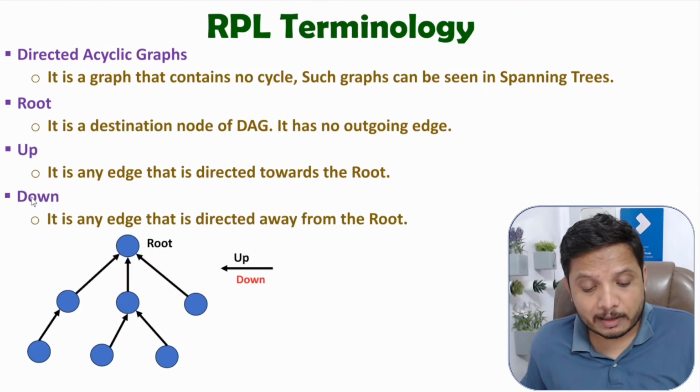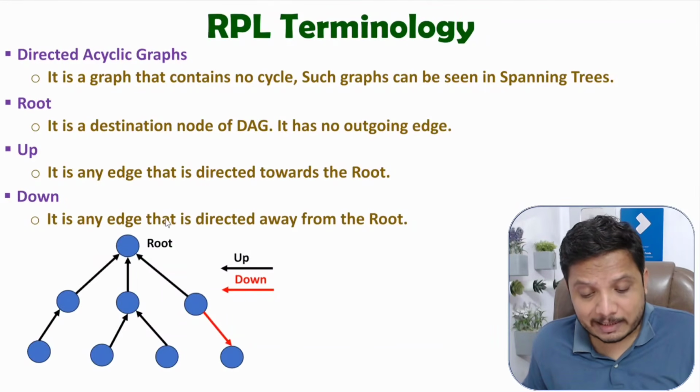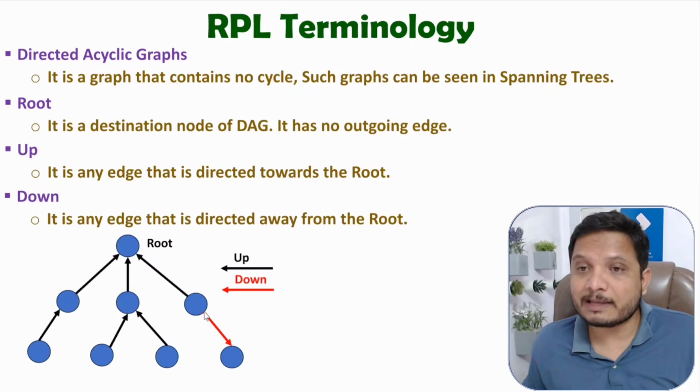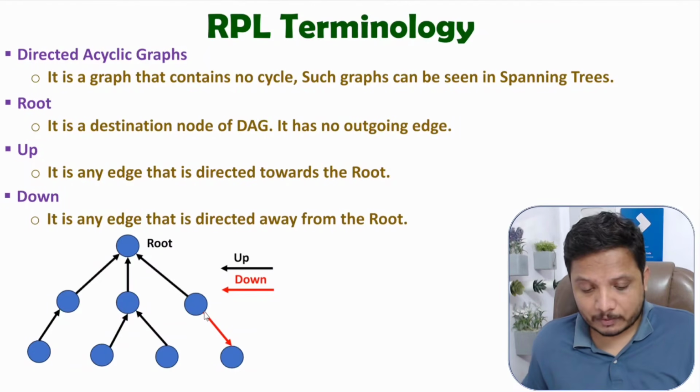Down edge means any edge that is directed away from the root. If you observe here, in red color, this edge is directed away from the root. If edges are going towards the root, then that is an up edge, and if edges are going away from the root, then that is a down edge.